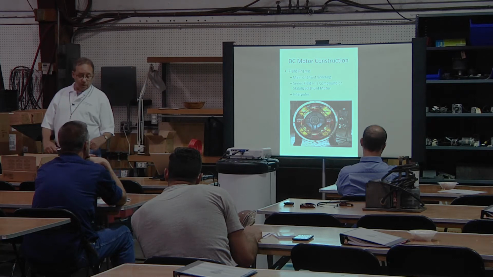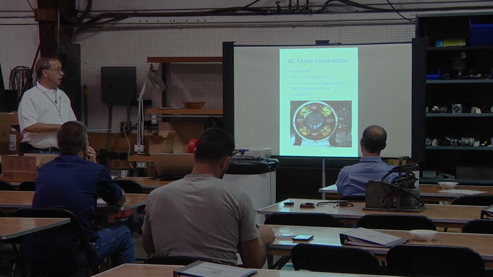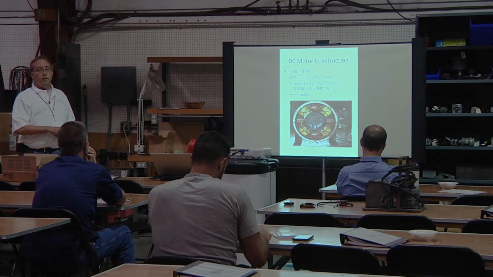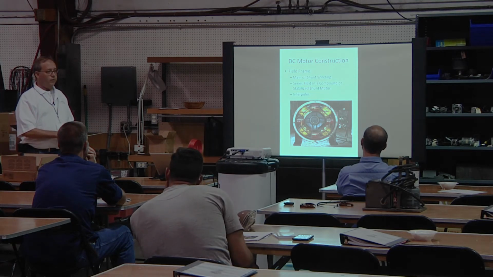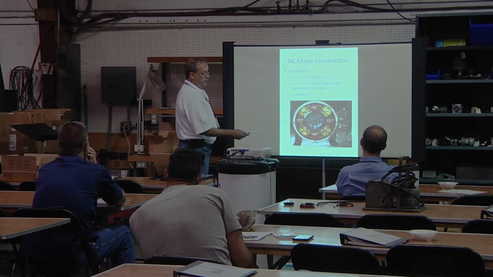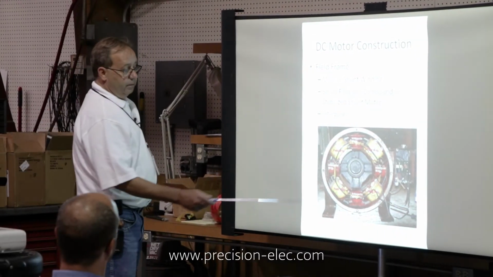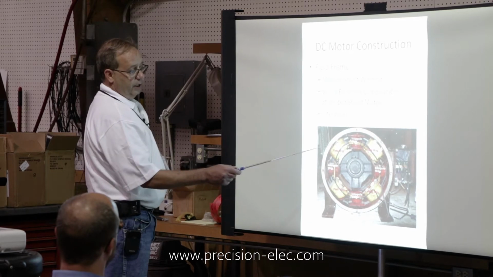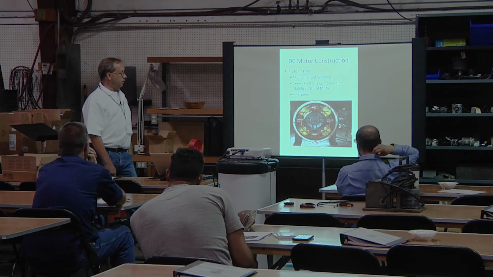Now, I like to start with DC. DC may seem a little more complicated. In theory it is, but it helps segue into AC theory much better if we get a concept of how a DC motor works. These are the main components. You've got shunt fields, and this particular one is a picture of a 4-pole field frame. And then these are interpoles here, and we'll talk about the function of those.